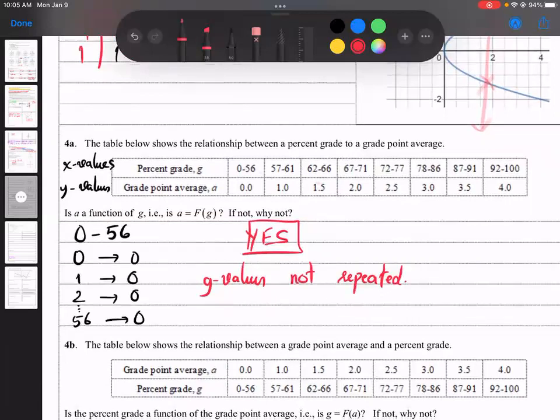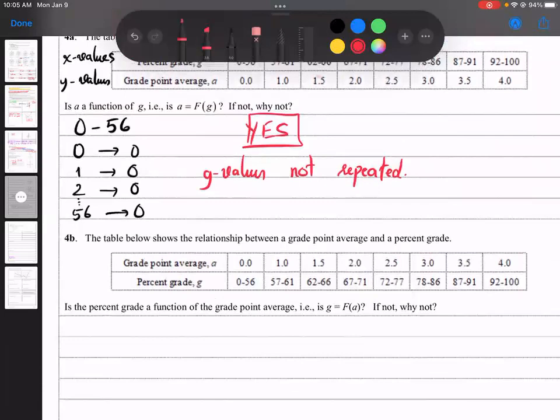Do you have any question? Can you see it? If you don't see it, try to dissect it, just like I did there. What about B? Is it a function? Who says function? Raise your hand. Not a function? What about the rest of you? I'll wait for your answer.